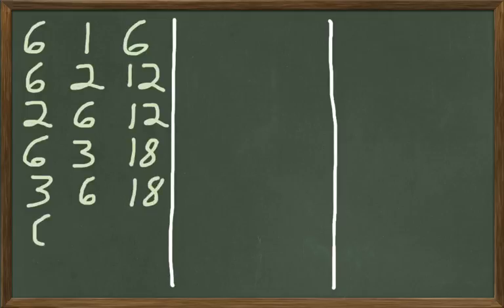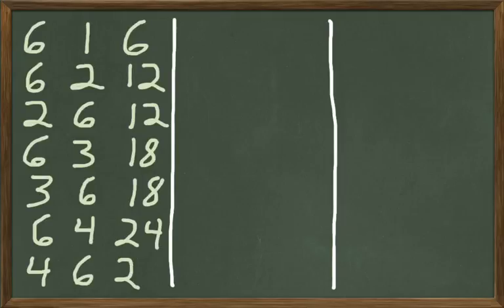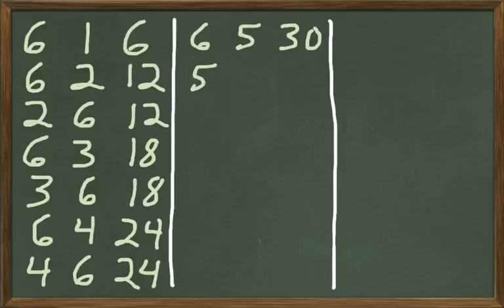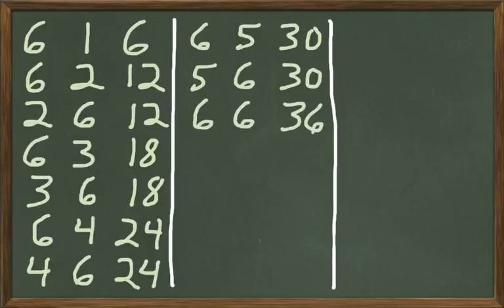How about 6 times 4? 6 times 4 is 24. And 4 times 6, also 24. How about 6 times 5? 6 times 5 is 30. And 5 times 6 is also 30. How about 6 times 6? 6 times 6 is 36.